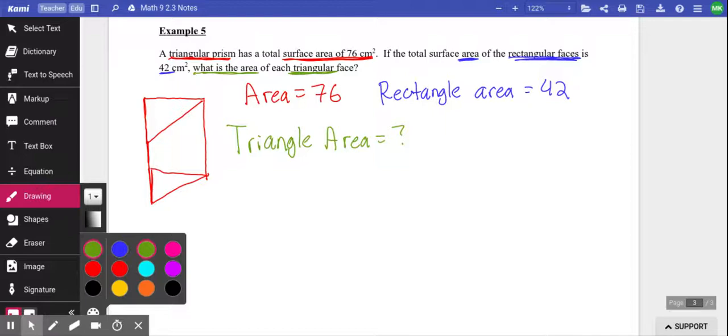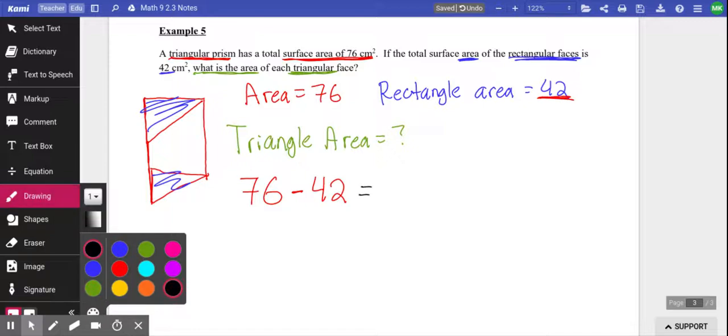Awesome. If we think about this, they've told me the total area, which is 76. Then they've given me 3 of the sides, so they've given me the 42. If I subtract the 42 from the total area, that leaves me with the triangle faces. Right? Because I'm subtracting away those rectangular sides. So 76 minus 42 would equal 34. That 34 represents both triangles.